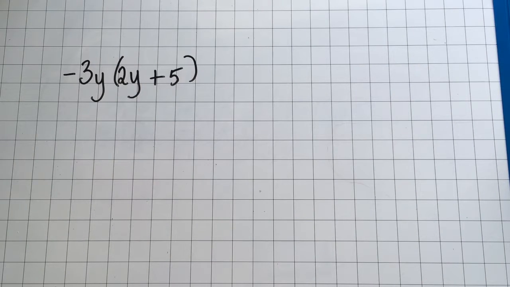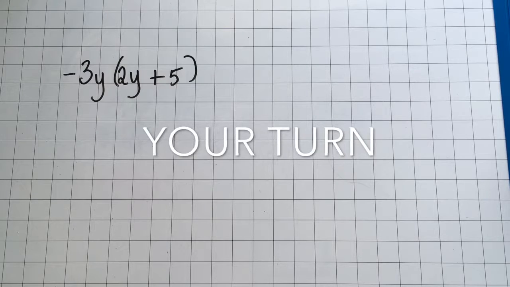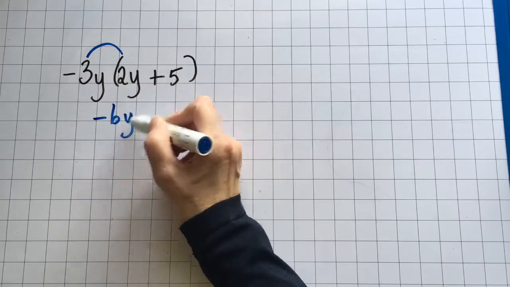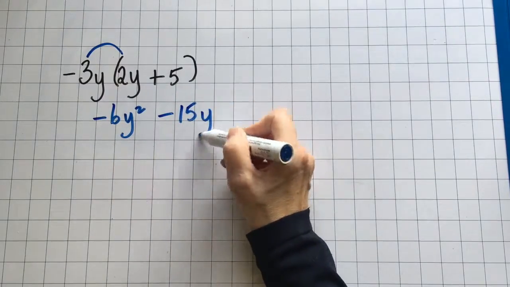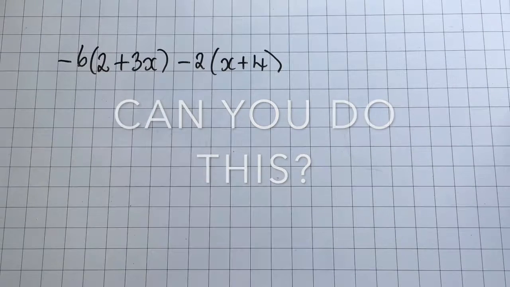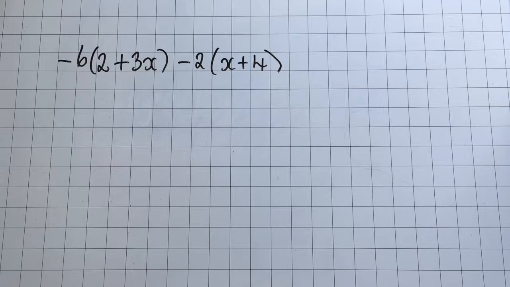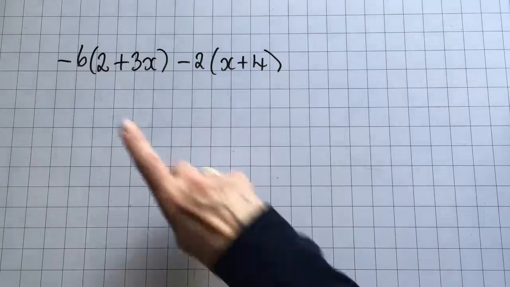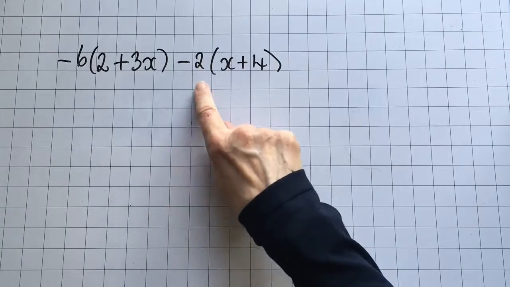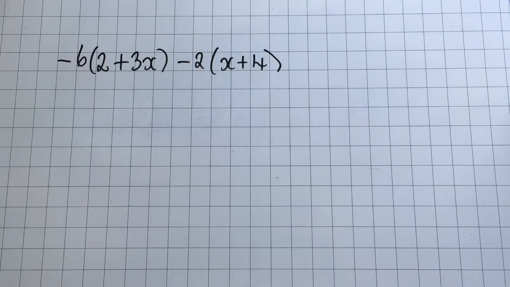Pause the video and try this one yourself. It's very important to read the question first of all and plan out what you're going to do. We can see here we've got two multiplication sums. This bracket is multiplied by minus 6 and this bracket is multiplied by minus 2. So we do our multiplication first.